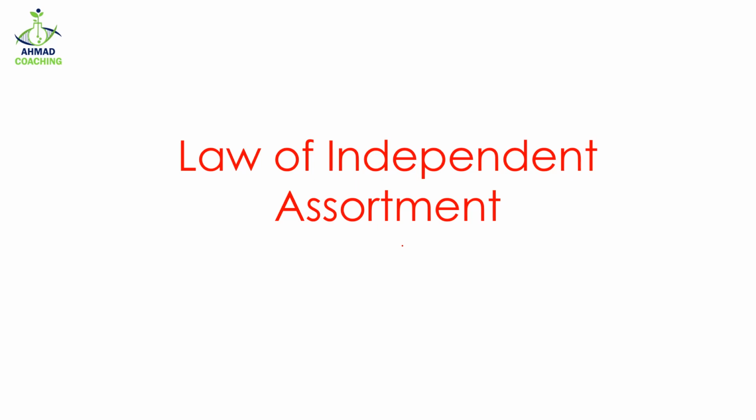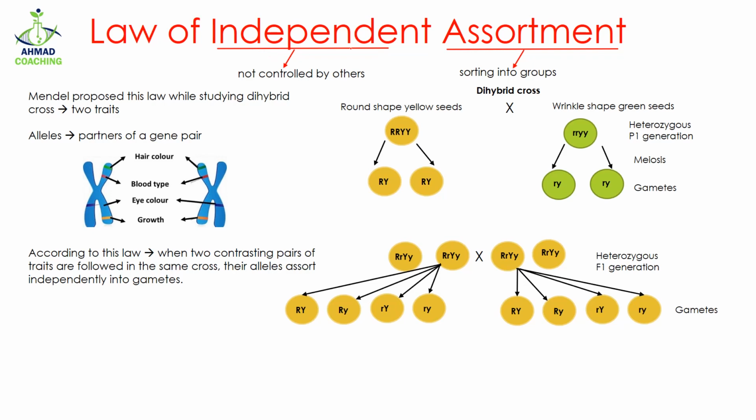Today we are going to study the law of independent assortment. In the law of independent assortment, independent means that they are not controlled by anything or not dependent on anything, while assortment is the sorting of things into groups. For example, you have 3 red shirts and 3 black shirts. What you are going to do is arrange the shirts according to their color. So it means you are sorting them.